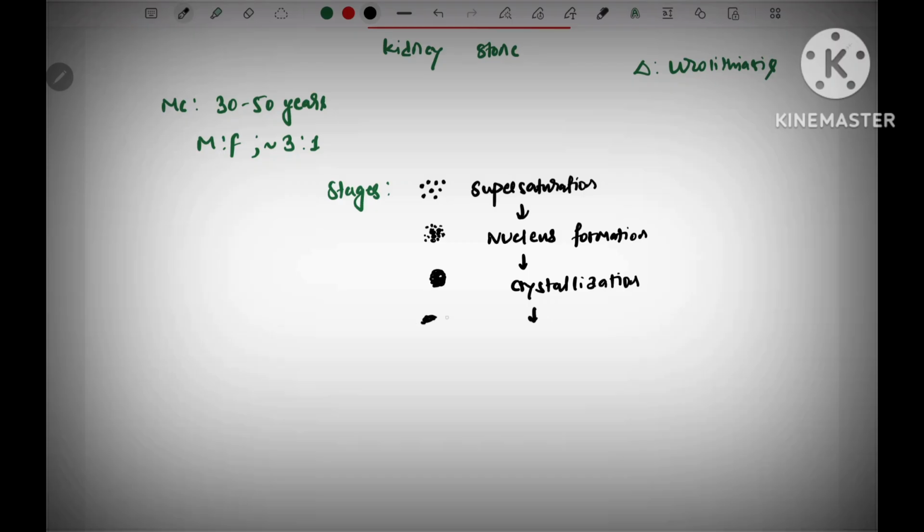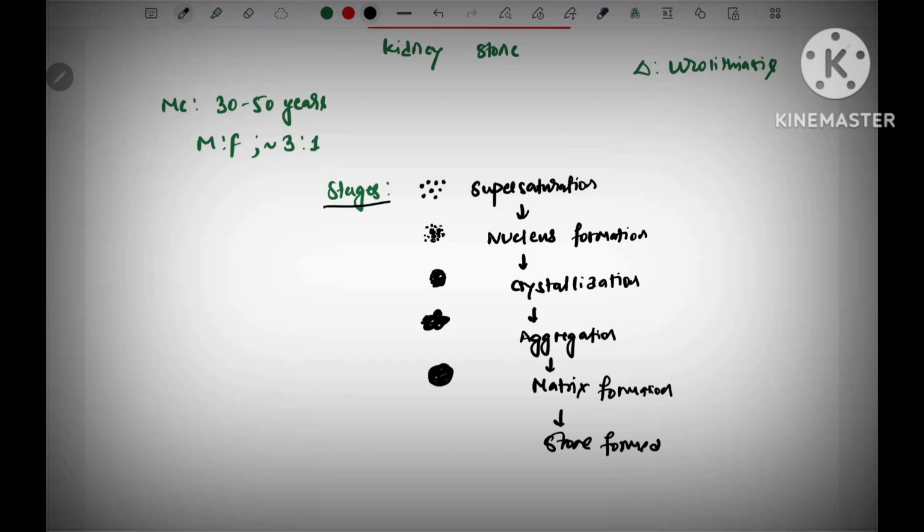Now after formation of the crystals, many crystals aggregate within themselves, and the term is aggregation. After aggregation, there occurs matrix formation. After matrix formation, finally the stone is formed. So the stages of kidney stone formation are supersaturation, nucleus formation, crystallization, aggregation, matrix formation, and stone formation.